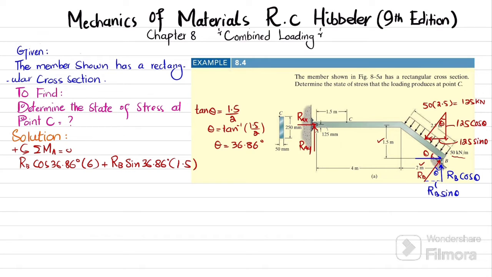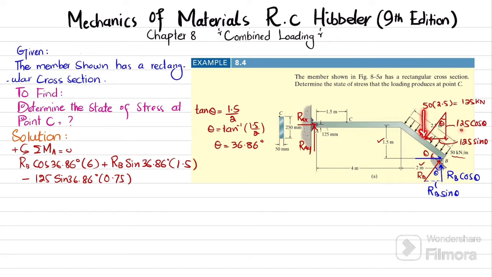Another force that is producing moment is this one, 125 into sine of theta, where theta is again 36.86. Since it is acting at the mid, this distance will be equal to 1.5 divided by 2, which is 0.75, and this will produce clockwise moment, so it will be negative. So I can write minus 125 into sine of 36.86 degree multiplied by 0.75. And the last force that is producing moment is this horizontal component, so it will act at this point.